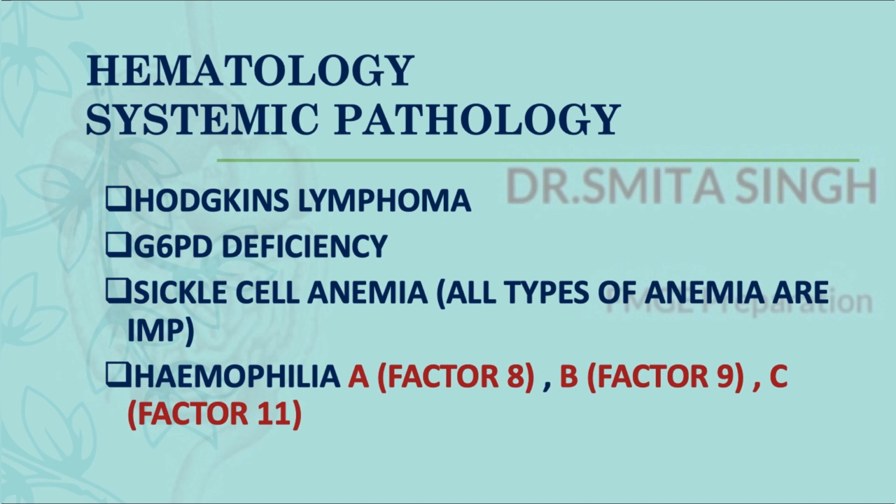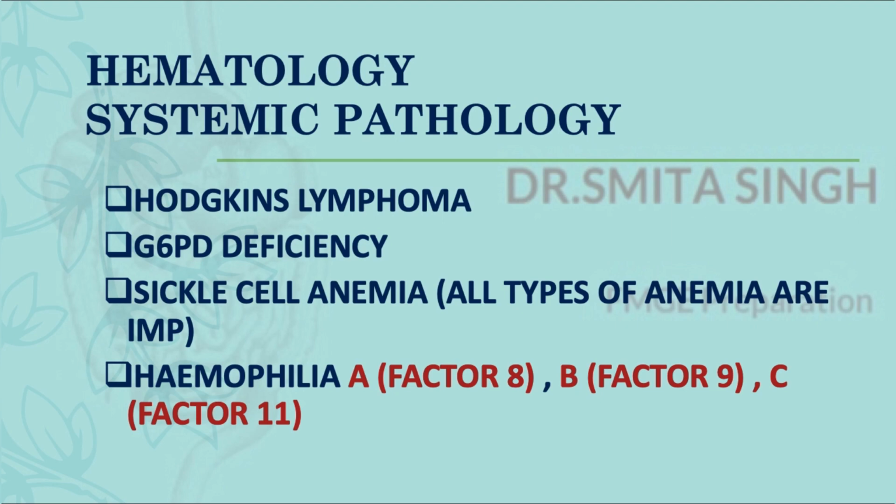Hematology is very important in pathology. They tend to ask a lot of image-based questions. So if I were you, I would not miss the hematological images or microscopic images because there are going to be some of them in your June 2020 exam as well, for sure. So Hodgkin's lymphoma, G6PD deficiency, sickle cell anemia specifically, and especially all anemias. Basically, all anemias are very important.